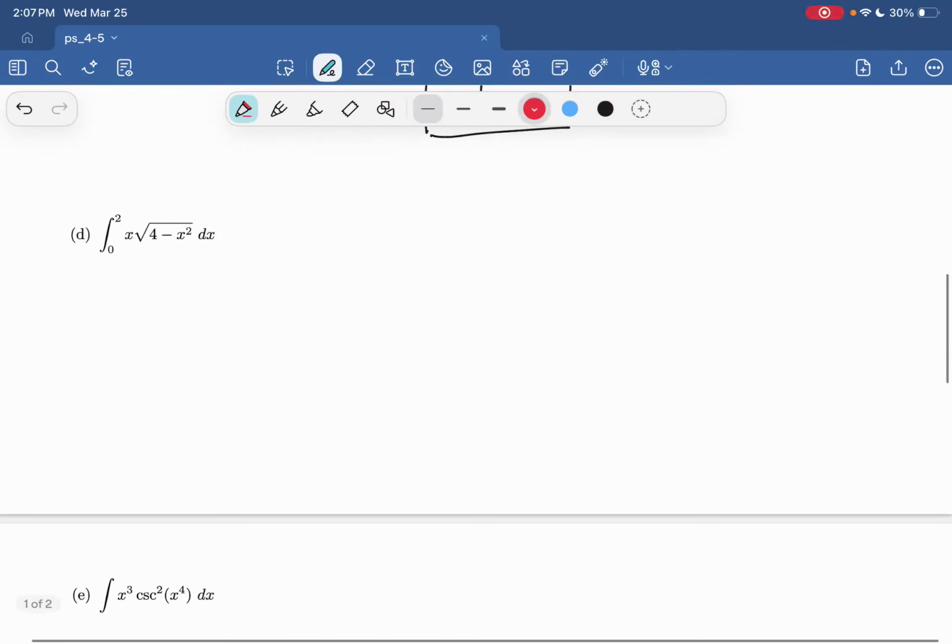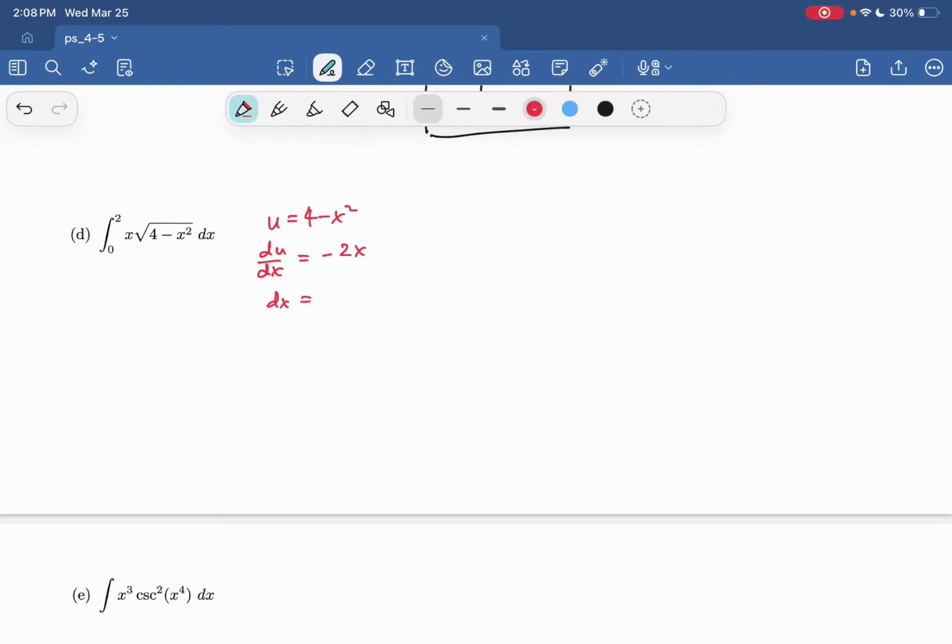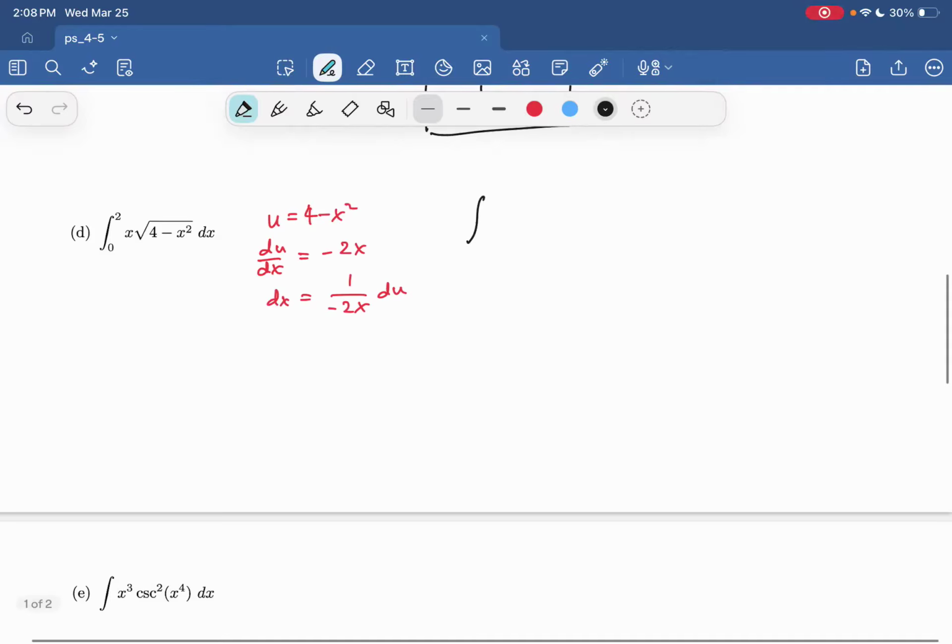Next one, here u should be 4 minus x squared, which means that du dx is -2x, which means that dx equals 1 over -2x du. All right, so plugging this in, we also want to change the limits, right? So we plug in x equals 0, we get u equals 4. Plug in x equals 2, we should get u equals 0. And square root of 4 minus x squared is square root of u, so this is u to the 1/2. And then dx we replace with 1 over -2x du.